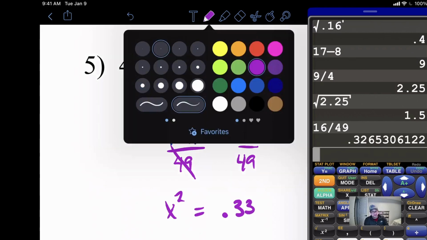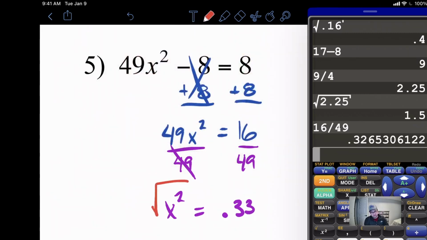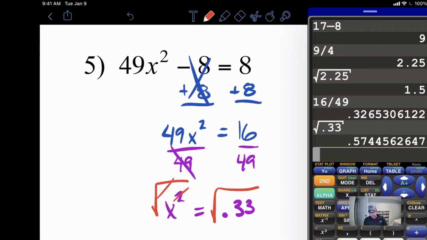Now, to finish the problem, we want to square root both sides. And that will leave us with x equals the square root of 0.33 is 0.57. Now it's technically 0.574, but since 4 is smaller than 5, it doesn't round up to 7, so we're going to leave it right there.